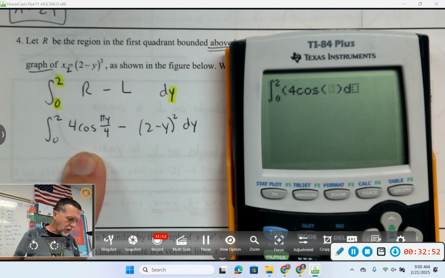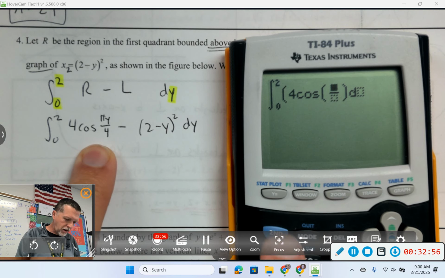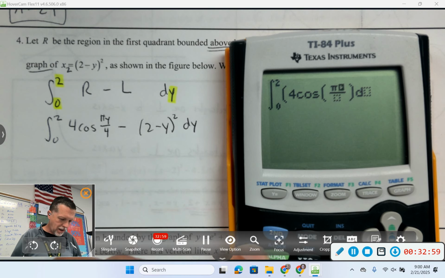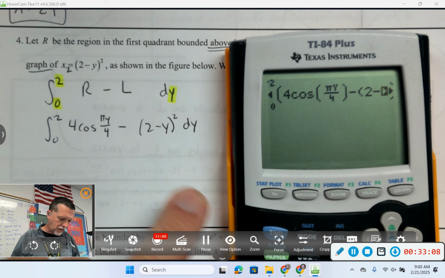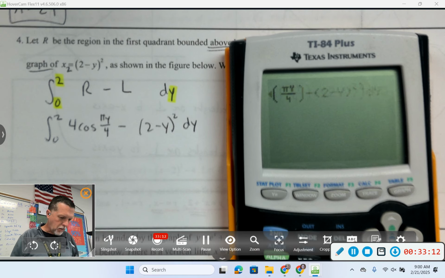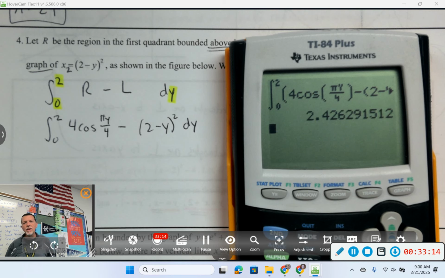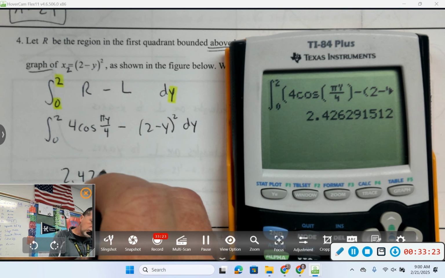4 cosine, I'll even go fancy with the fraction bar here, pi y over 4 minus parentheses 2 minus y squared dy. So it takes a little extra to get the y button in there, but 2.426.